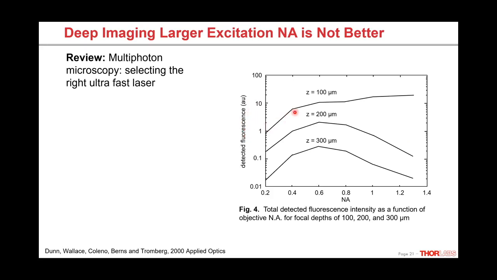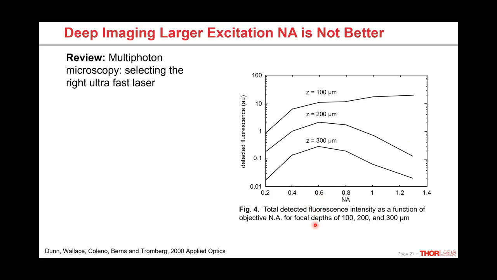So you can see here at shallow depths, as you increase the numerical aperture of the objective, this fluorescence keeps increasing, showing you that your focal spot size is decreasing. Now, as you image deeper into tissue, you can see the higher NA objectives start actually hurting you rather than helping your resolution. And it looks like the optimum NA for imaging deeper into tissue is closer to 0.6.